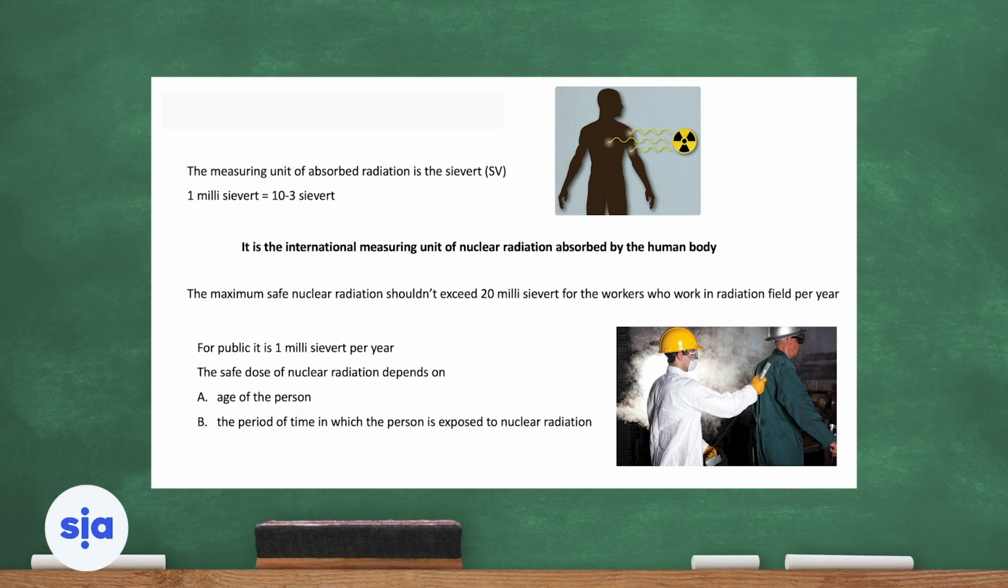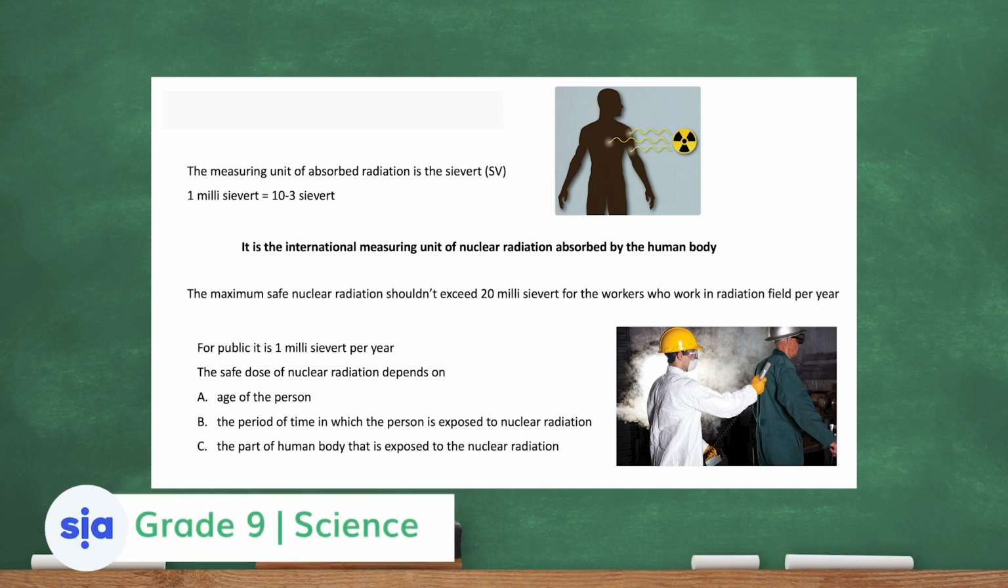The safe dose of nuclear radiation depends on the age of the person, whether you are young or old, the period of time in which the person is exposed to nuclear radiation, which means the time of exposure, whether it is short or long. And finally, the part of human body that is exposed to the nuclear radiation.